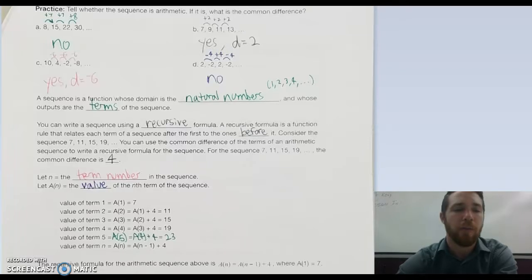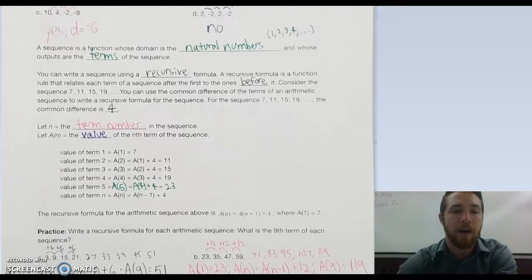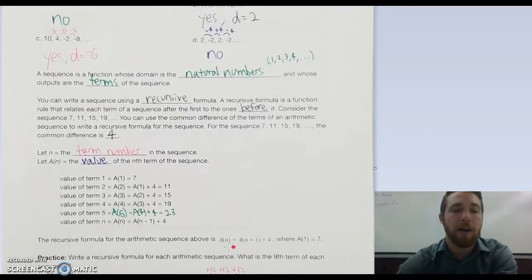So the recursive formula for that arithmetic sequence above is basically that last line, a of n equals a of n minus 1 plus 4. So to find my term, I get the term that came before it and add 4. And we also need, for all our recursive formulas, a starting point. So it also says that your first term, a of 1, is 7.